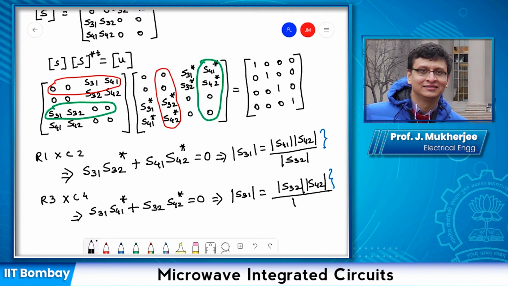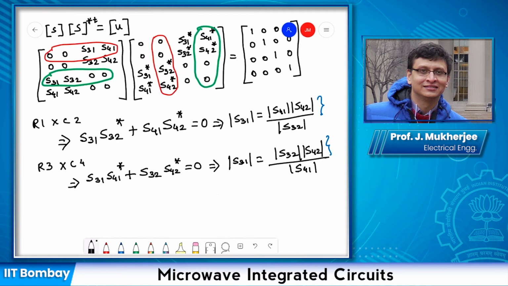S31 is equal to S41. By equating these two equations, what do we get? We get this, so this is one equation that we get.